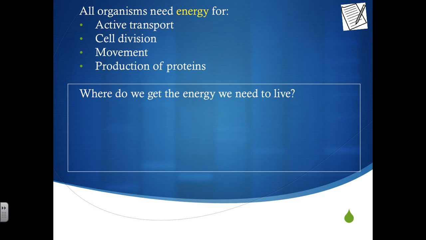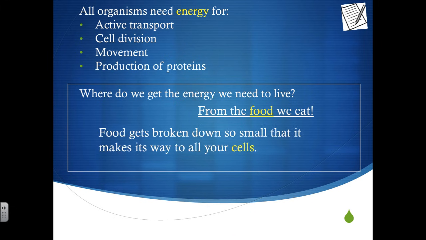All of these things should be written down, and all of these things are what all organisms need energy for. And so where do we get this energy we need to live? I'm sure you already know this. We get it from the food that we eat, and that's what you can fill in. Basically, food gets broken down so small that it makes its way all the way to our cells, and the process that does this, the breaking down of food, the breaking down of glucose, is called cellular respiration. Feel free to pause at any time to write down your notes. I will move on.